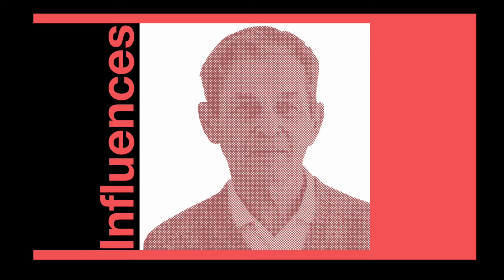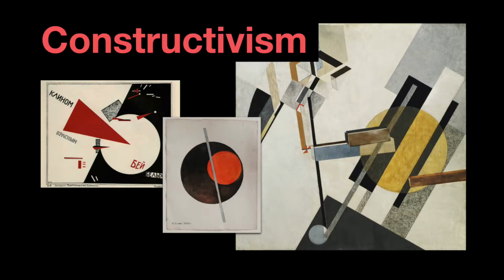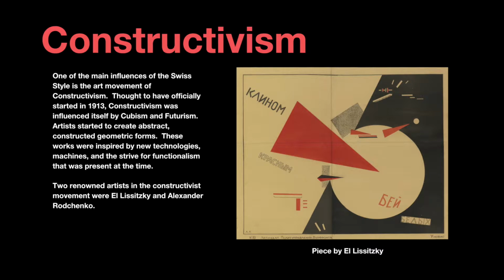Brockmann didn't develop the Swiss style on his own. He was influenced a lot by the constructionist art movement. Constructivism, thought to have officially started in 1913, was influenced itself by Cubism and Futurism, and artists started to create abstract, constructed geometric forms. These new works were inspired by new technologies, machines, and the strive for functionalism that was present at the time. Two renowned artists in the constructivist movement were L. Lissitzky and Alexander Rodchenko. And you can see this piece here is by L. Lissitzky.